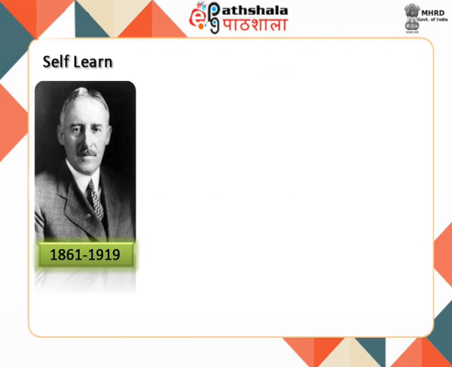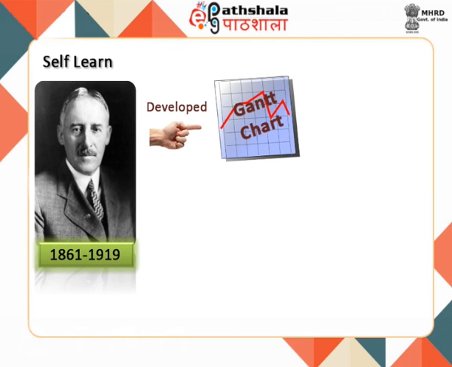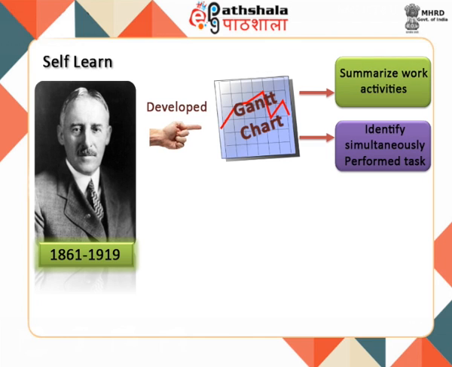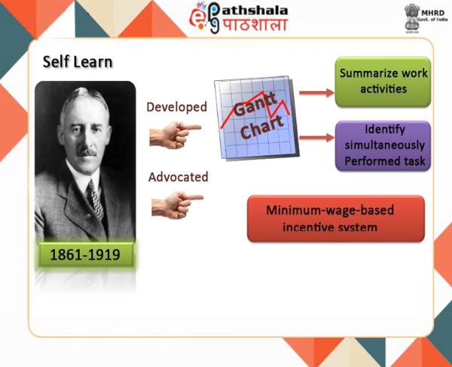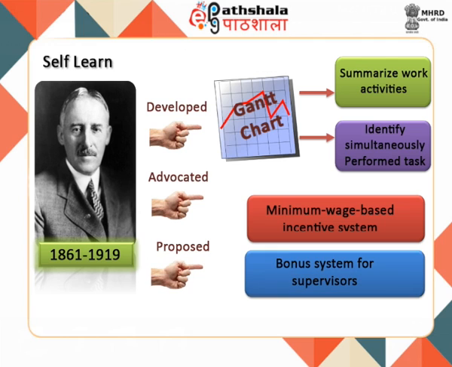Henry L. Gantt developed the Gantt chart to summarize work activities and identify those tasks that should be performed simultaneously or sequentially. He advocated a minimum wage-based incentive system and bonuses for work above and beyond the expected standard by employees. He proposed a bonus system for supervisors to encourage them to manage subordinates effectively.